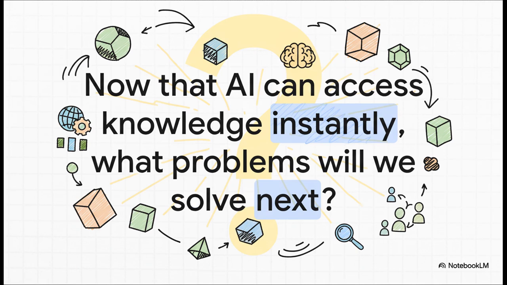So this combination of technologies is fundamentally changing what AI can do. It's not just about knowing facts anymore. It's about having the ability to access and reason with the world's information in real time. Which really just leaves us with one final thought. Now that AI can access knowledge instantly, what problems are we going to solve next?